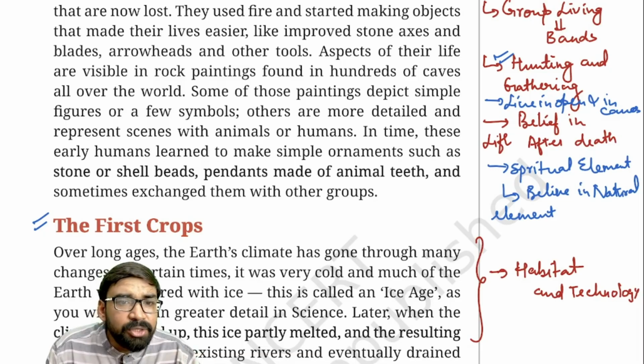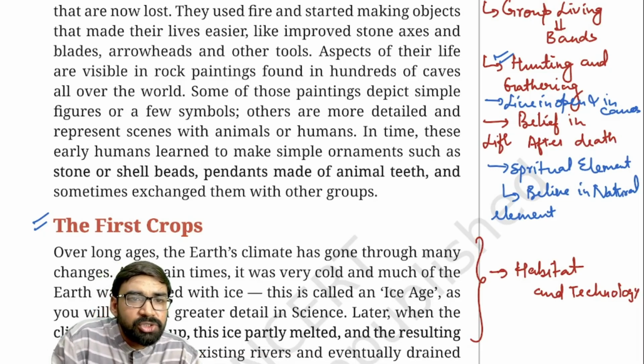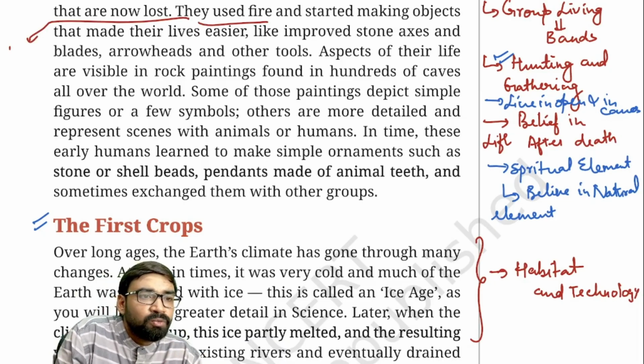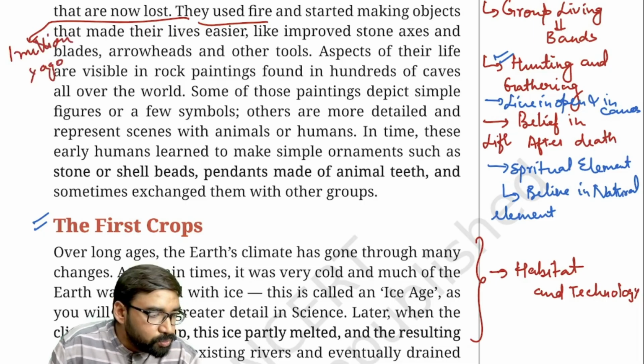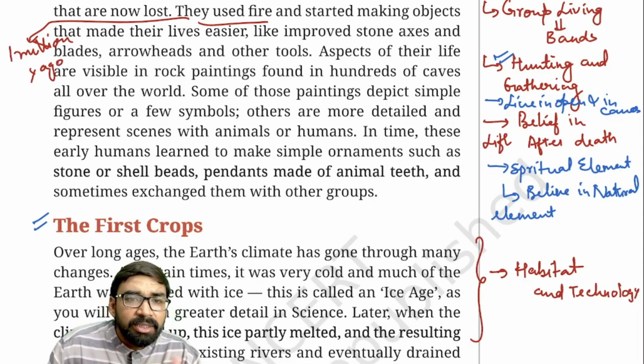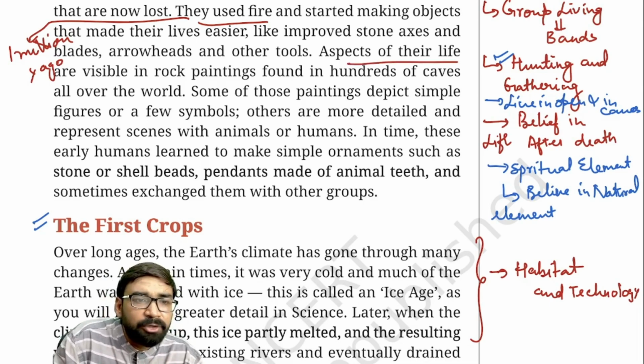When they started using fire, as you can see here, they use fire. Just now we have discussed in one of the diagrams also, na? So around 1 million years ago, they started using fire. Okay. Now, so gradually they started aspect of their life.